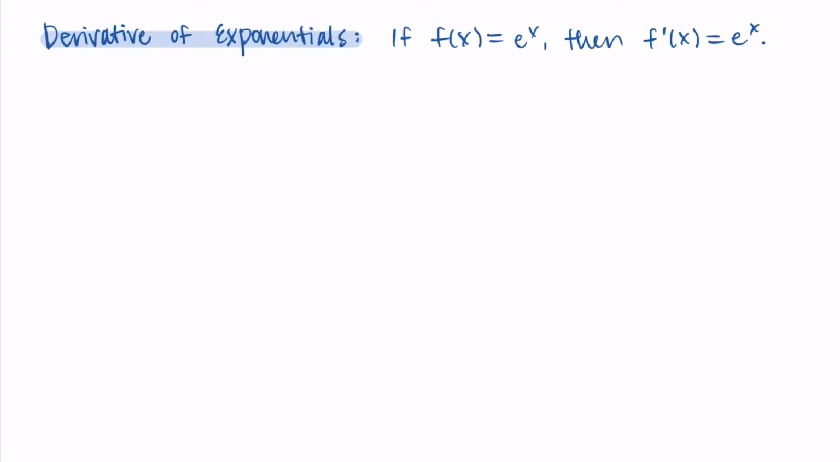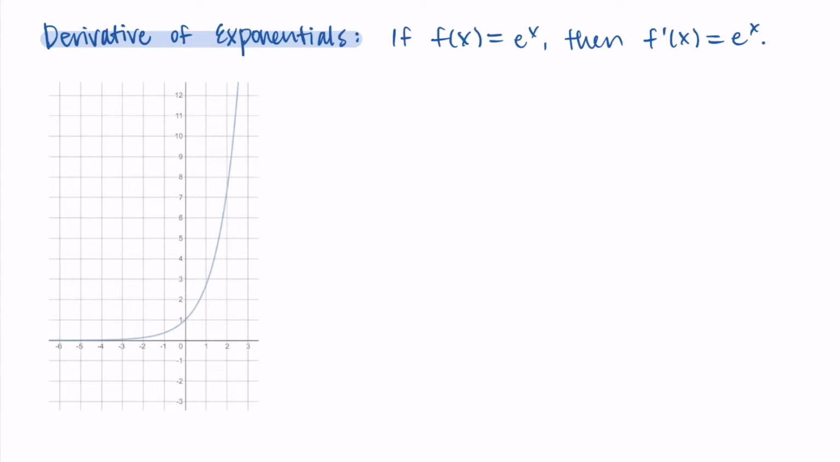So e to the x, where e is Euler's number, is this special function that is its own derivative. So we've talked about e in the past. It's this sort of magical number of sorts, and one of the reasons it's especially magical is that it has this property that it is its own derivative when we have the function e to the x. So let's take a look at the graph and talk about why this might be happening.